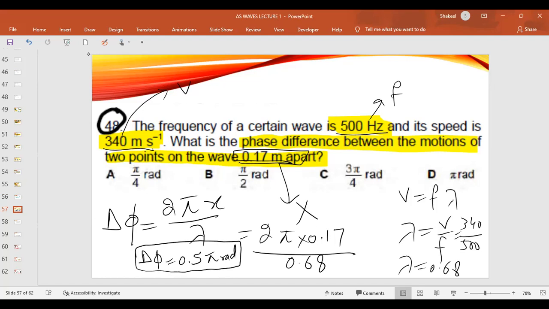Or pi by 2, and you know pi by 2 is 90 degrees. So 0.5 pi is pi by 2 radian, so it is given in the option B.